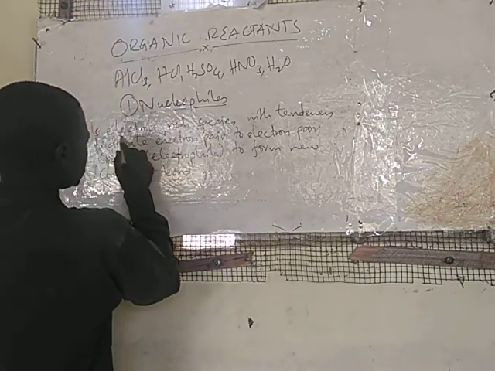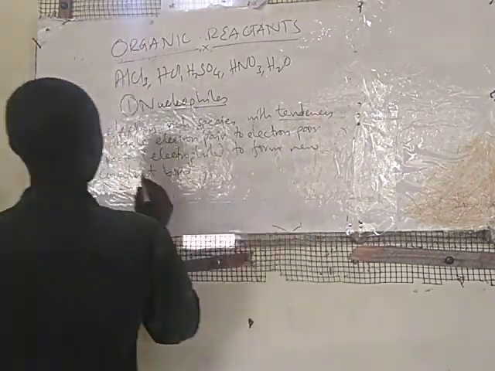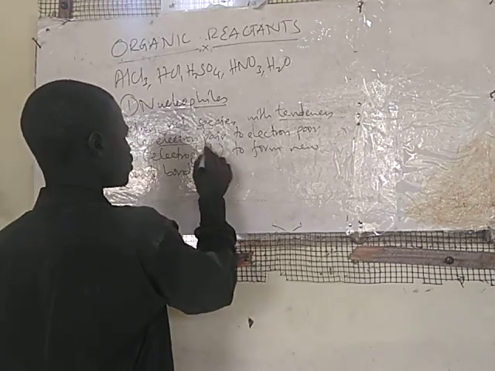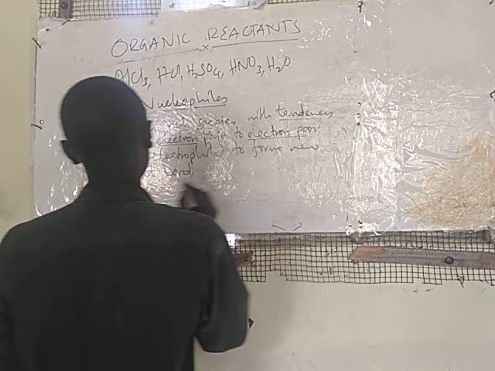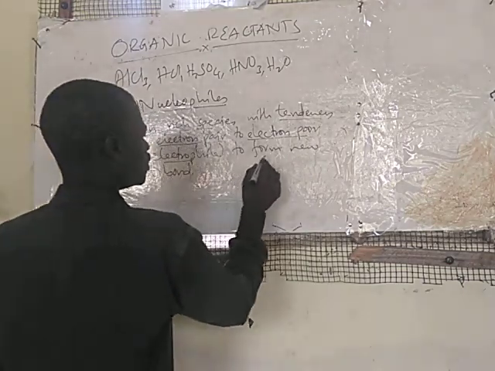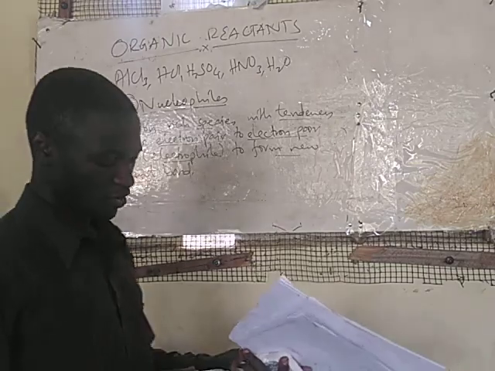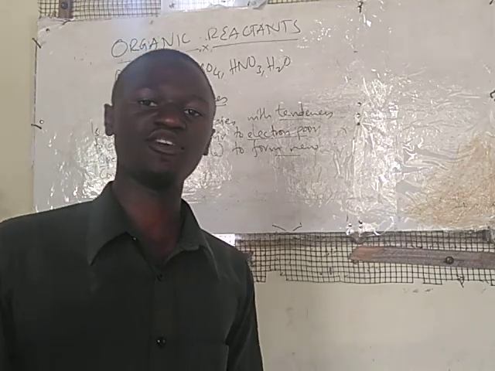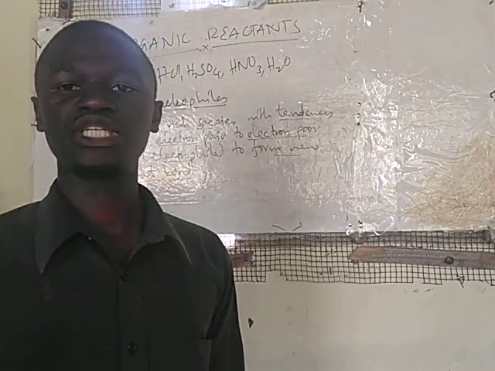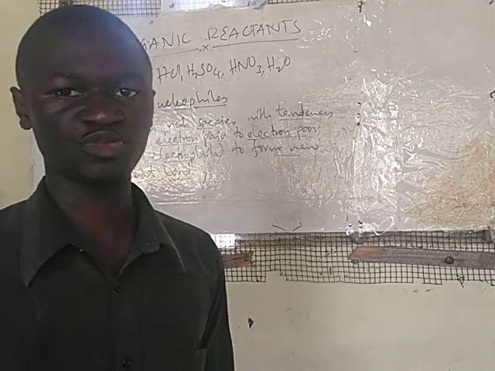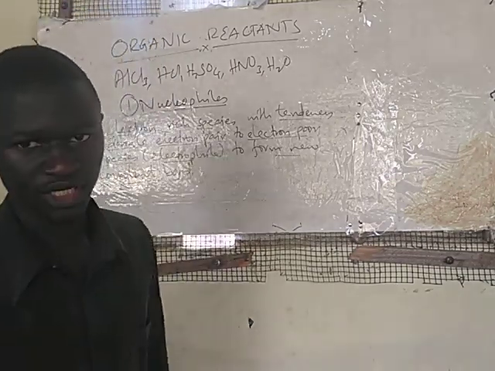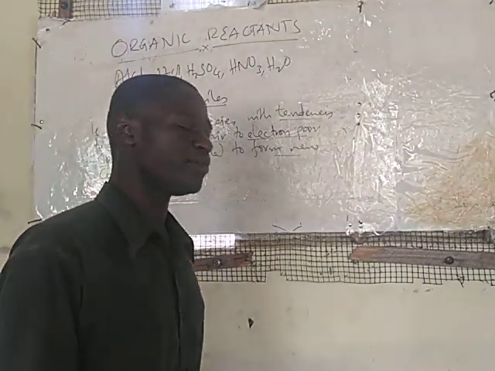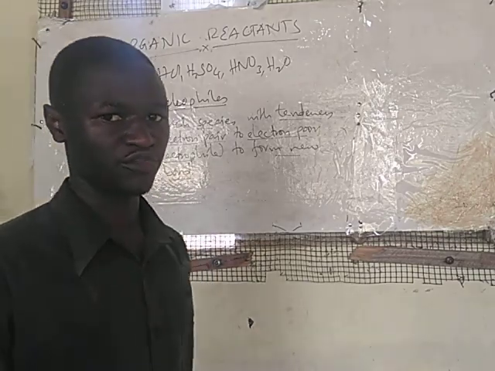So the important words which need to appear in your definition are, first, electron-rich species, which tend to donate an electron pair. Two, electron-poor species, which is the electrophile, to form a new covalent bond. Very easy: if it is electron-rich, it will have a tendency to donate electrons. To where? To the electron-poor species, which is the electrophile, to form a new covalent bond.